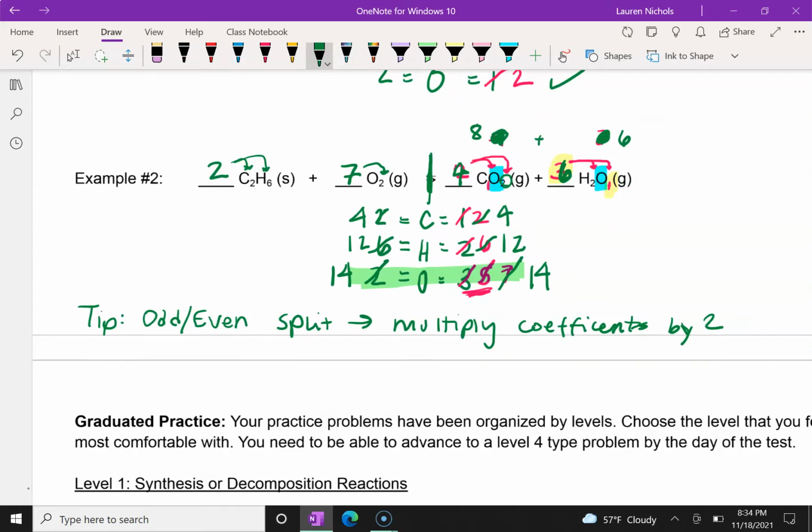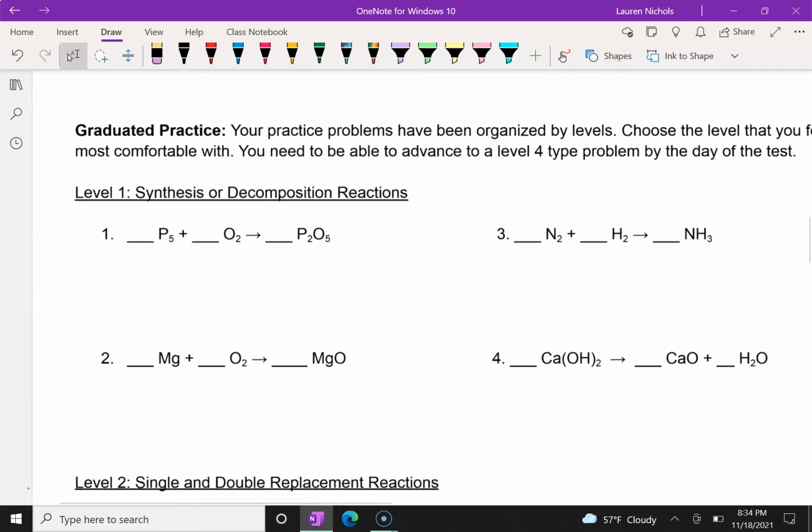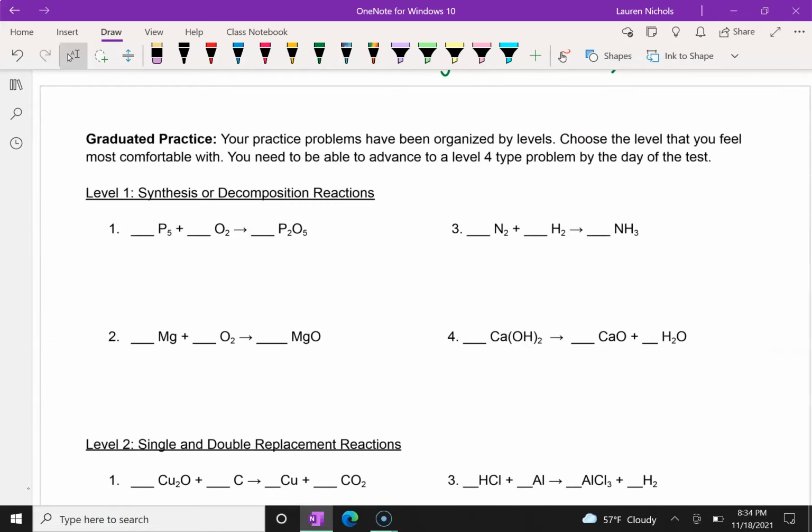Now, when you're looking at your practice, I arranged your practice in order from level 1 being your easiest type of problems to level 4 being the most advanced. I actually put a very hard-looking problem in level 1. Well, it's not difficult. It's just intimidating because it has really large coefficients. So I'm going to give you a hint if you're watching this video about your practice. This coefficient is supposed to be a 10.